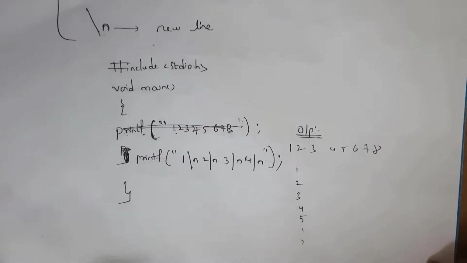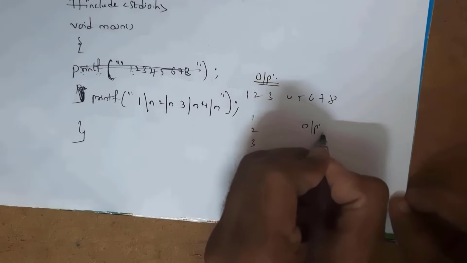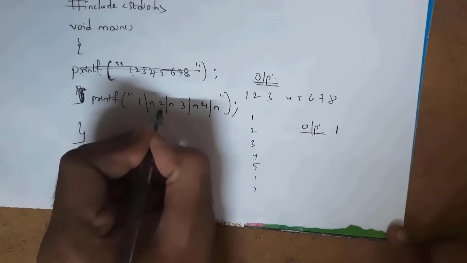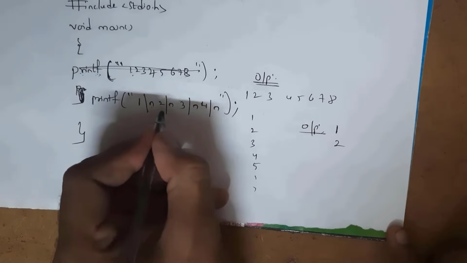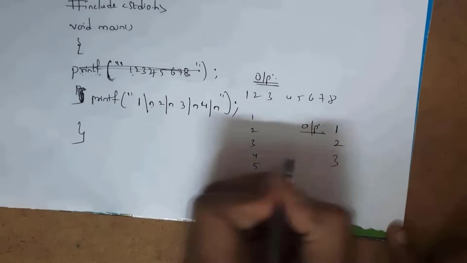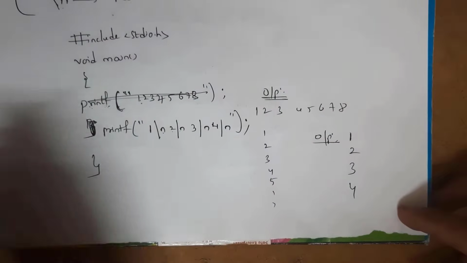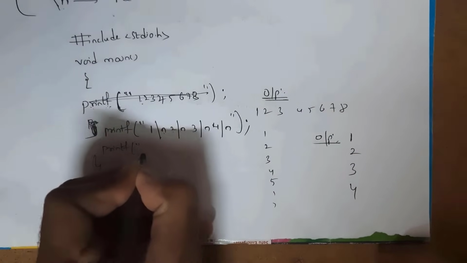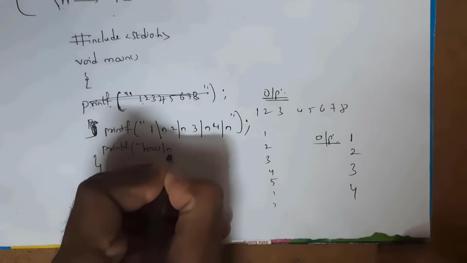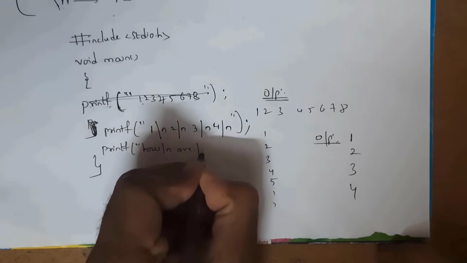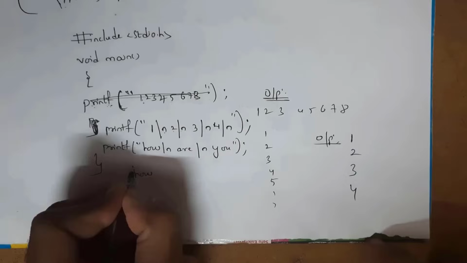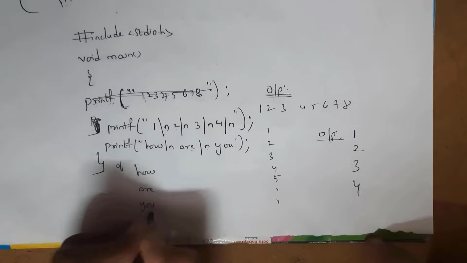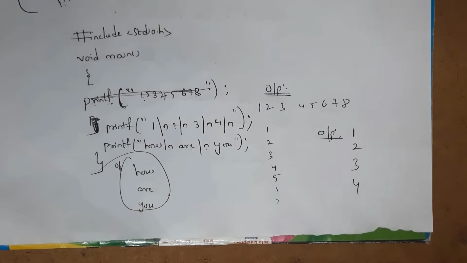Whenever you write like this, you will get output as 1, where \n stands for new line. So 2 will be printed on the next line. After the \n, 3 will be printed on the next line. After that 4. This is my output. For example, I want to print how are you. So I am writing printf, double quotations, how \n are \n you. Whenever you execute this program, you will get output as how, \n means next line. After again \n, this is my output. This is the use of \n.